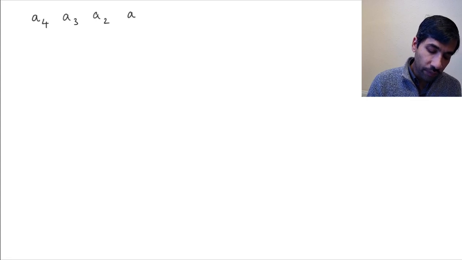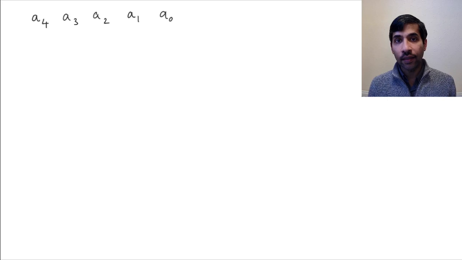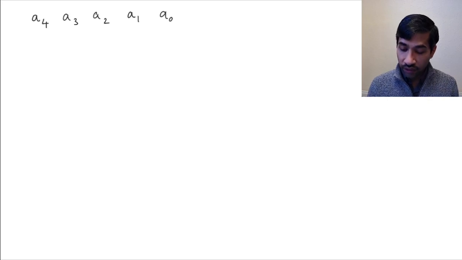So if you have a binary number, let's say, and let me just write it like this: A4, A3, A2, A1, A0. So this is a 5-bit binary number. Each of these values, A0, A1, A2, A3, and A4, can take two different values, 0 and 1. Okay, so how do you convert it into a decimal number? Very simple. This is very straightforward, right?